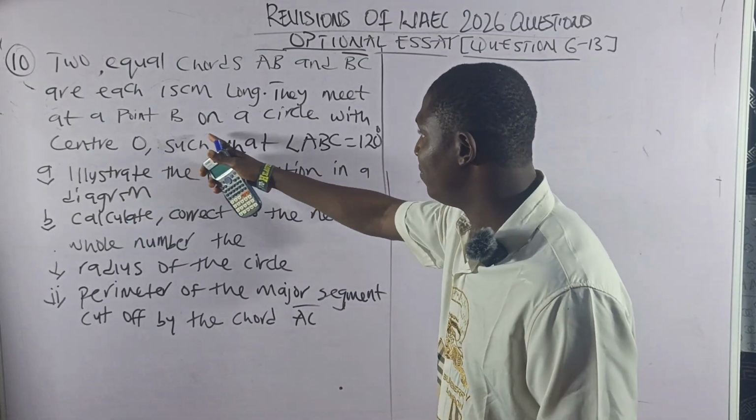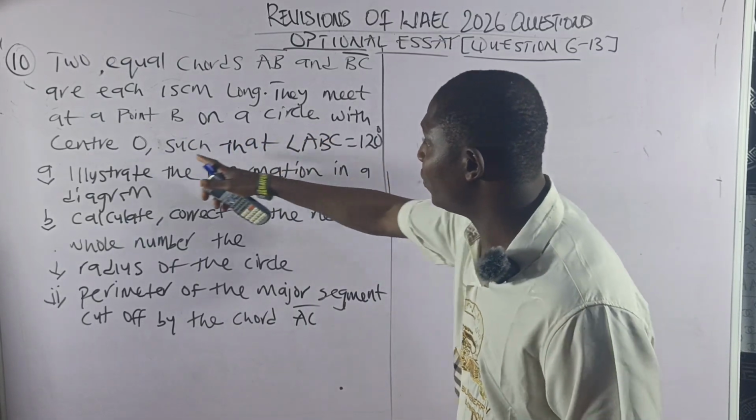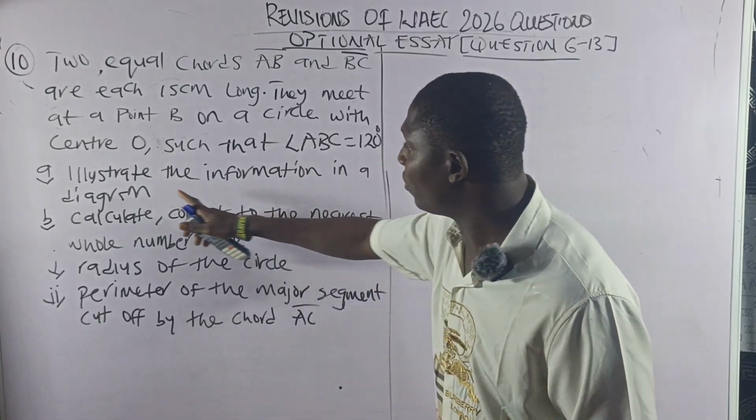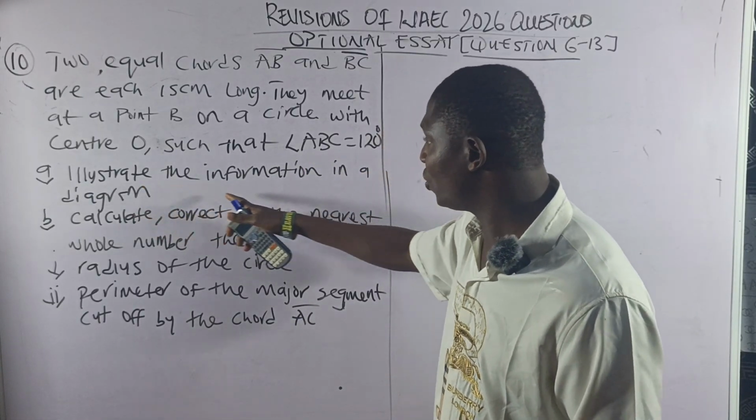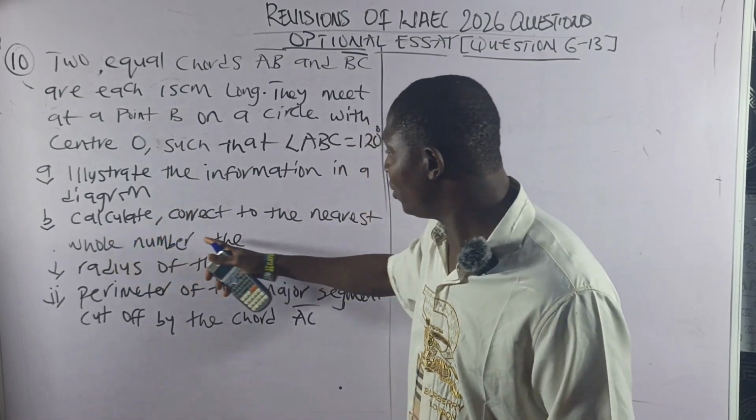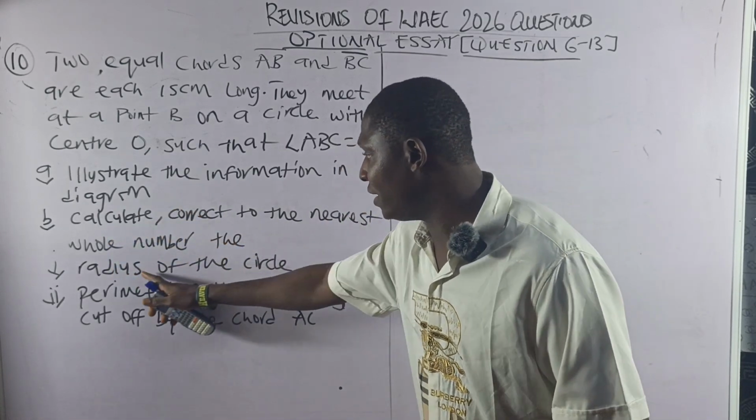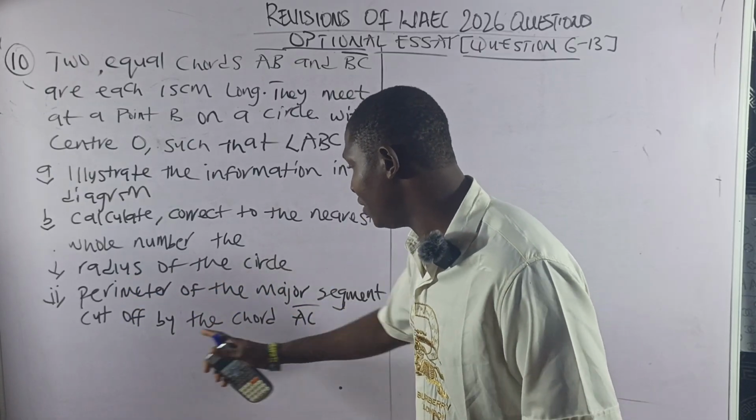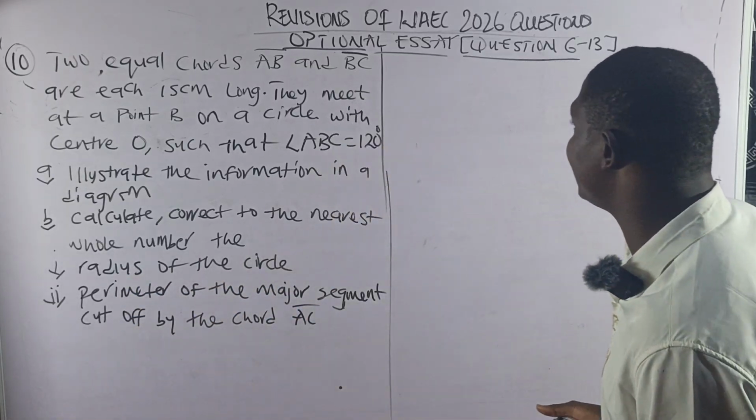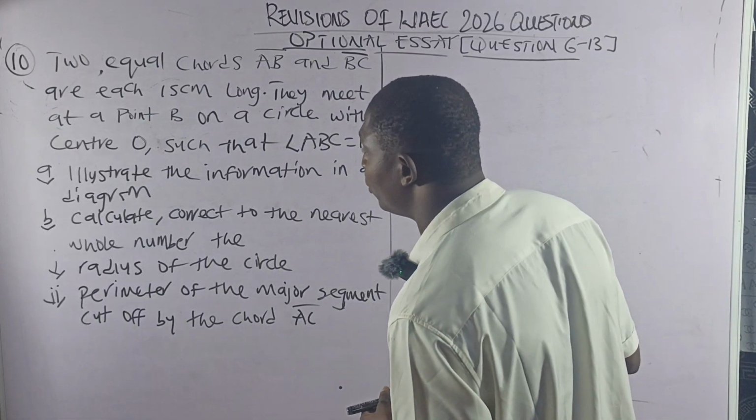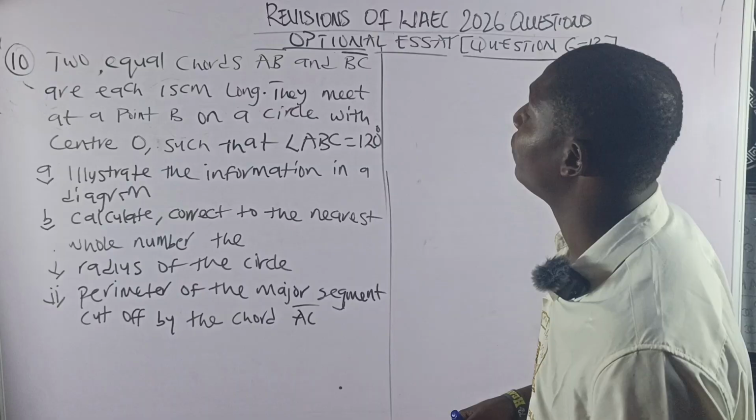They meet at a point B on a circle with center O, such that angle ABC is 120 degrees. Question A says, illustrate the information in a diagram. Question B says, calculate correct to the nearest whole number, the I, radius of the circle, and II, perimeter of the major segment cut off by the chord AC. Now let's start with the first question, which is question A, illustrate the information on a diagram.